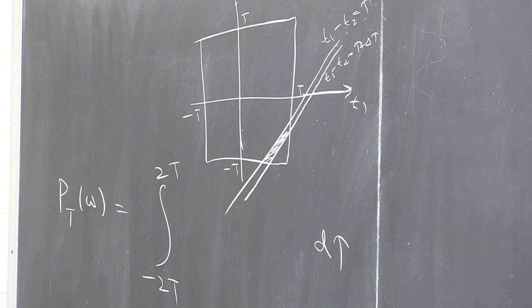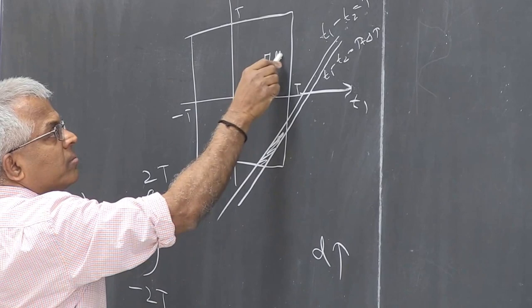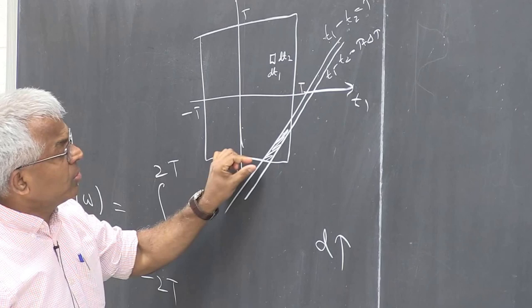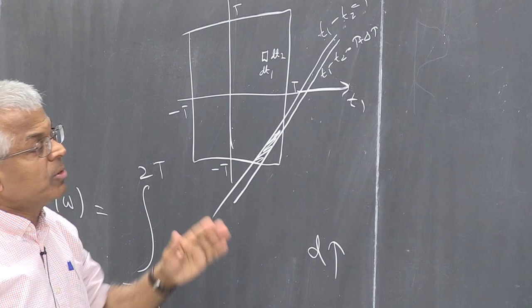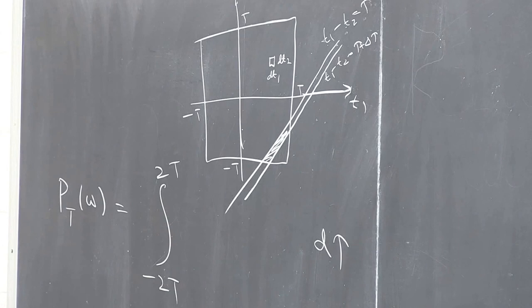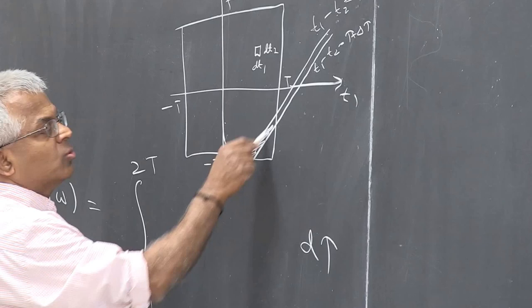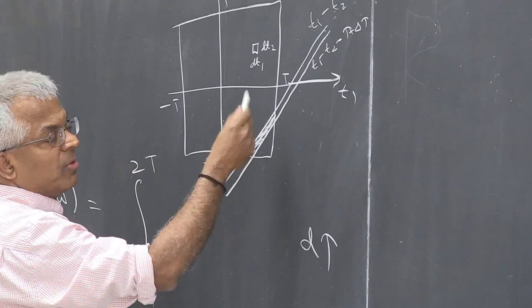So look, you can integrate it this way. You can take small regions and sum it up here, or you just integrate this strip and move the strip from here to here. It's one and the same thing. Because we are only interested in the integrand in terms of T1 minus T2, the only thing you need to find out is what is this area. We went through this, right?